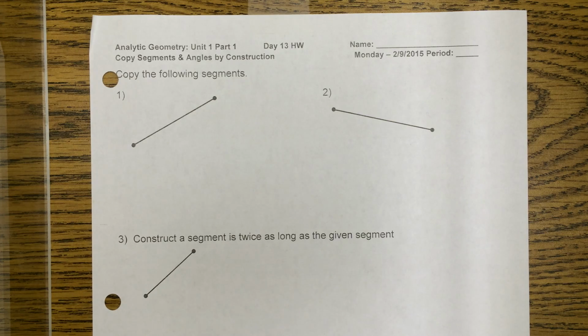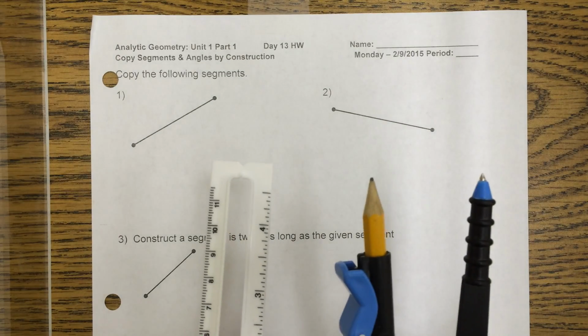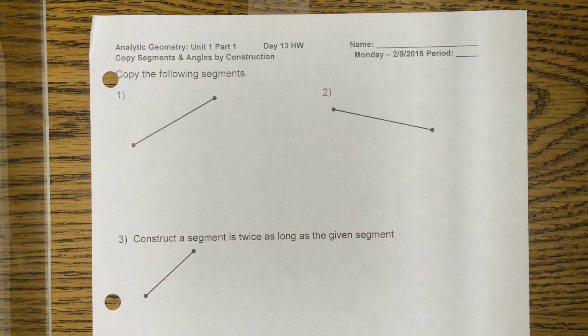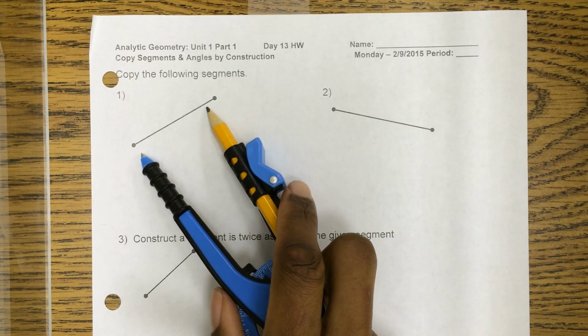Alright, in this video we are going to practice doing some simple constructions. Specifically, we are going to practice copying a segment and copying an angle using only a straight edge and a compass. So here we go. Let's start with copying this segment right here.